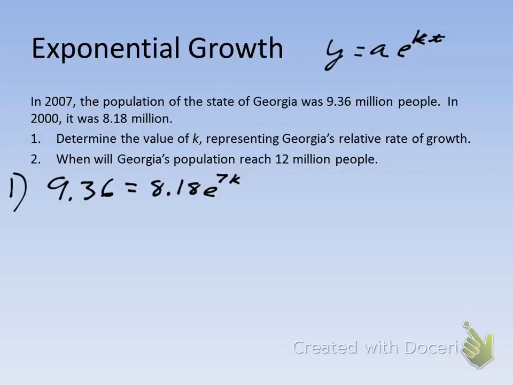Now, your question: when you divide both sides by the 8.18, what do you get? 1.144254279. It's huge, isn't it? Here's what I write: 9.36 divided by 8.18. And I leave that as a quantity, and then I let my calculator do that work for me.